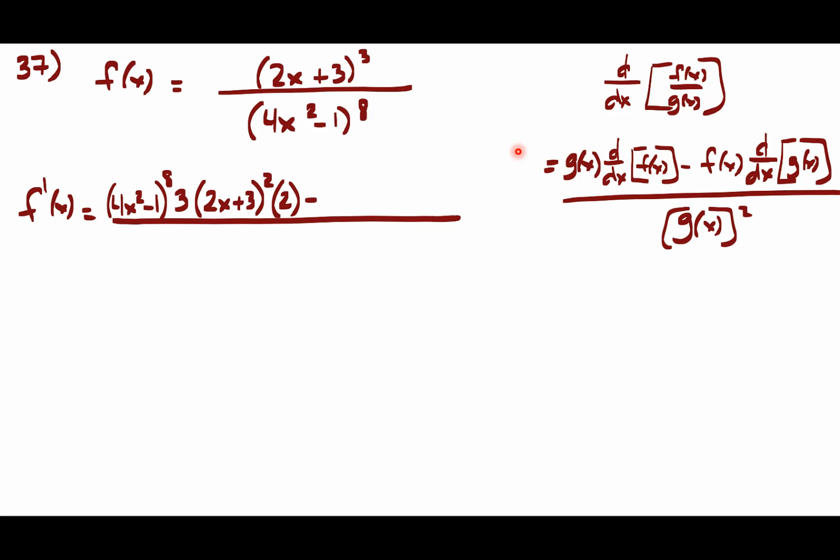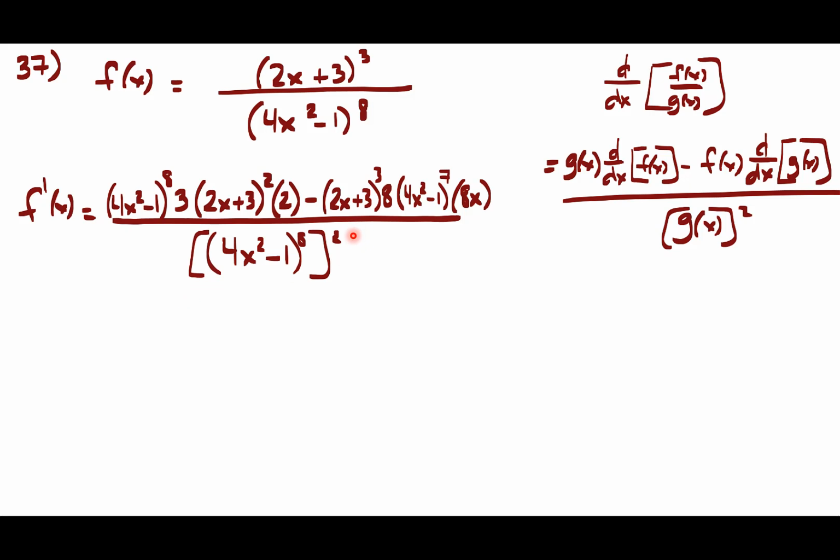Minus sign. Then we're going to bring down the top function as is, and take the derivative of the bottom function this time. So that's going to be 8 out in front. The inside stays exactly the same, and it's going to go to the 7th power this time. Then we take the derivative of the inside, which would be 2 times 4, 8x. And there's your derivative of the bottom function. Then we have the bottom function being squared. Be careful here, because it's the 8th power, and then we're going to square that still.